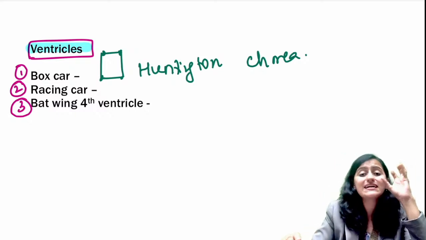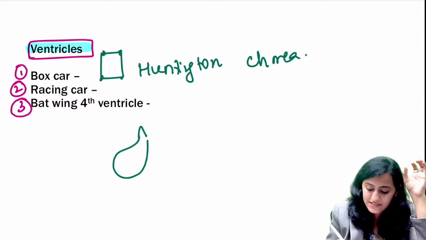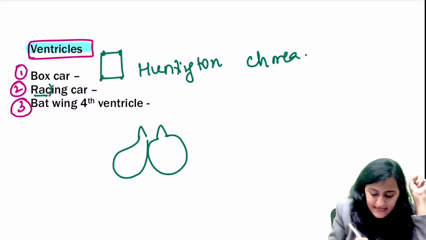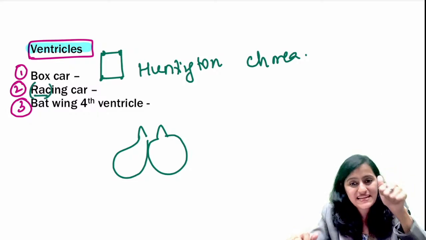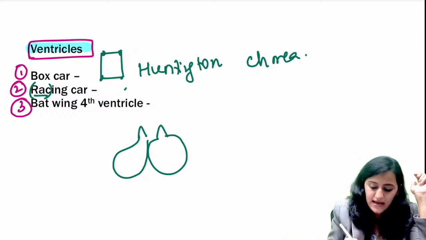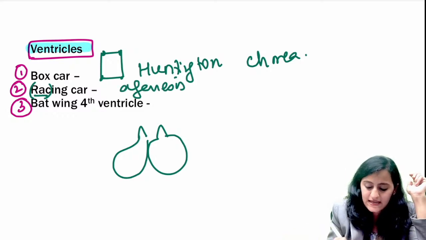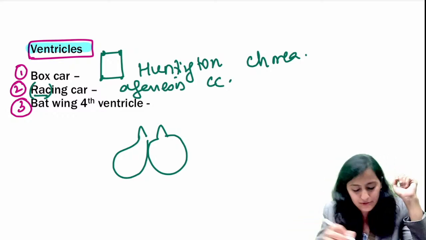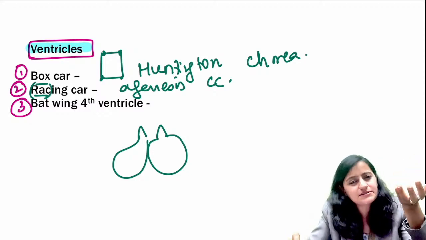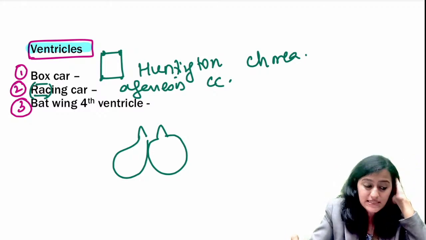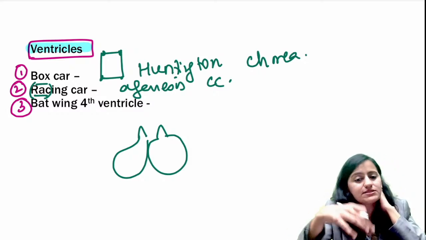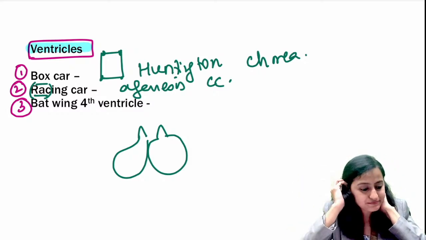And where do you get the racing car? In a racing car, the back wheels are bigger. Okay, so remember racing car is RAC: R for racing, A for agenesis, C for corpus callosum. It is seen in agenesis of corpus callosum. Aicardi syndrome is associated with corpus callosal agenesis, so that's why it can have this racing car. So the primary cause is corpus callosal agenesis.